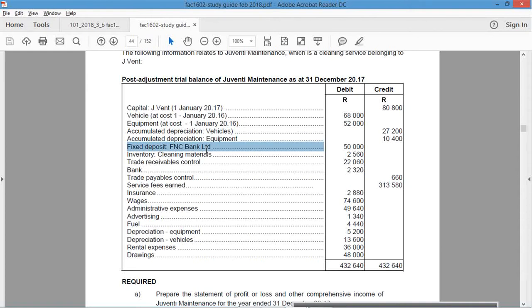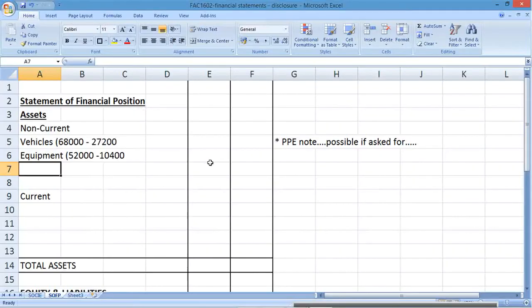We're not doing a bank recon in this module. That was covered in 1502. It's not in this one, so you don't have to worry about that. Okay, so fixed deposit will go where? It's an asset. So what did you say it was initially? I left it out. Okay, so now we know what it is. So it will be a non-current. Yeah, it's fixed. It's generally going to be longer than 12 months.